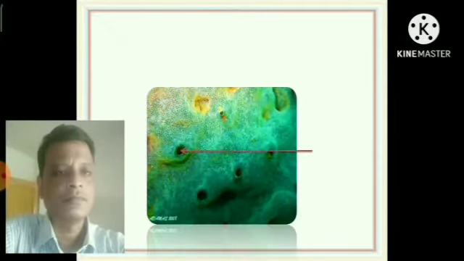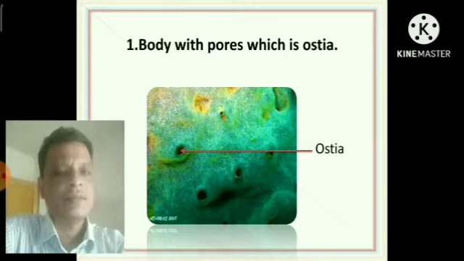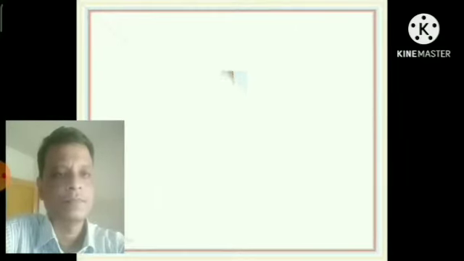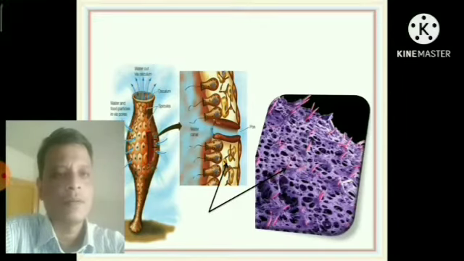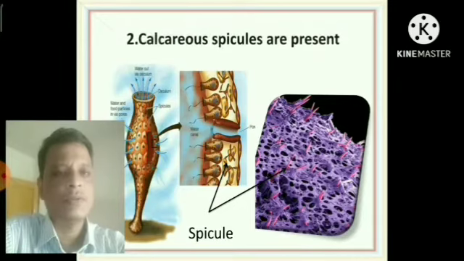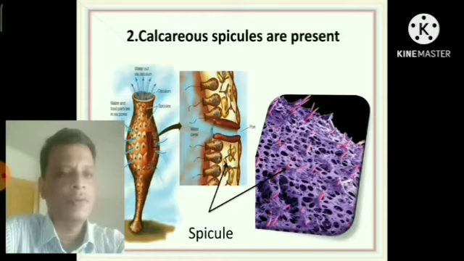Now the first characteristic feature: the body with pores, with ostia. This is the main characteristic feature of the phylum Porifera. You look at the figure here. These are the ostia or pores, and the body actually bears numerous pores. And calcareous spicules are present. If you look at the figure here, this is the calcareous spicule. Actually, calcareous spicules are present in the members of the phylum Porifera.